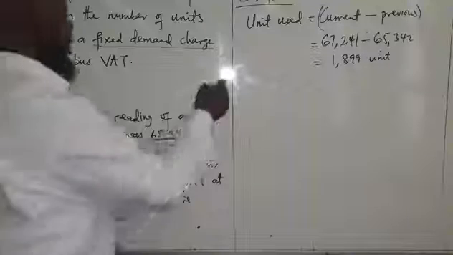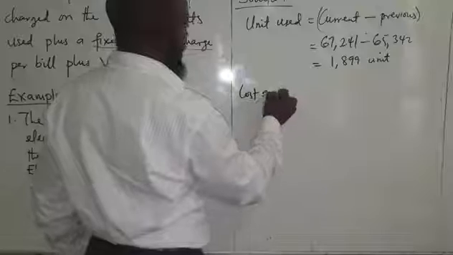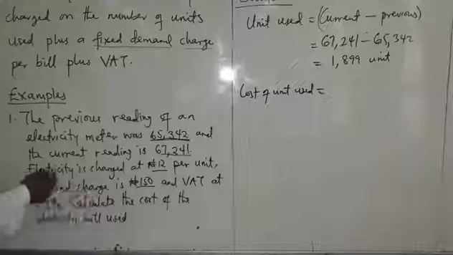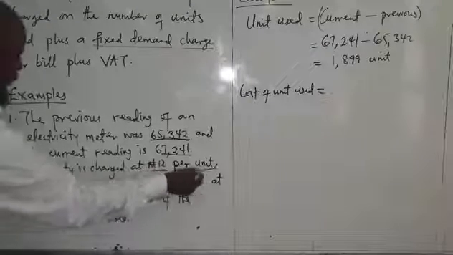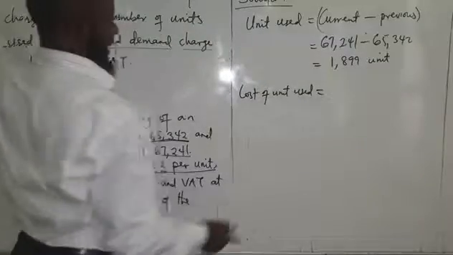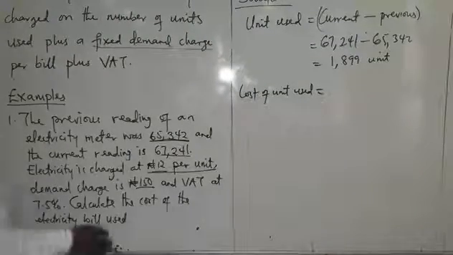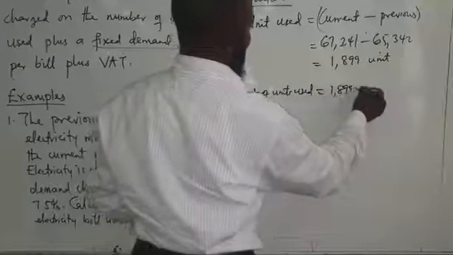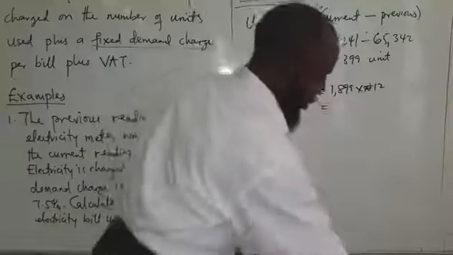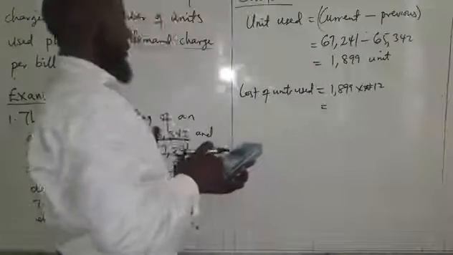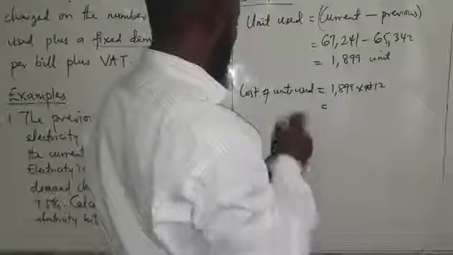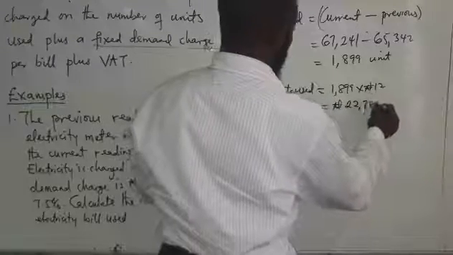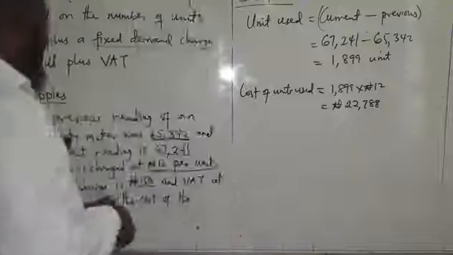So the next is to calculate the cost of units used. Electricity is charged at 12 naira per unit. We have used 1,899 units. What will be the cost of units used? Units used will be 1,899 multiplied by 12 naira. So that gives us the cost of units used, 1,899 times 12, which is 22,788 naira. So that is the first part.